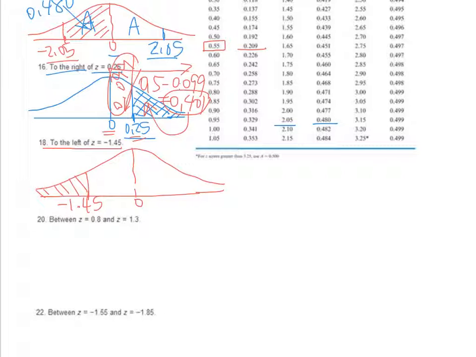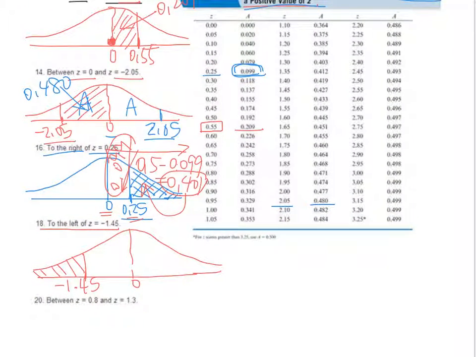Again, from the table, there's no negative z value, so we're going to use the property of symmetry of a normal curve to answer this question again. I can use 1.45 from the normal table, that's right here, and I have 0.427. The meaning of 0.427 is the area between z equals 0 and the positive z.